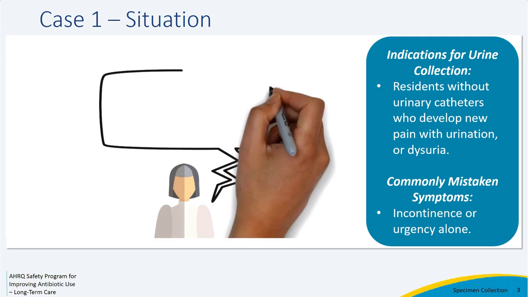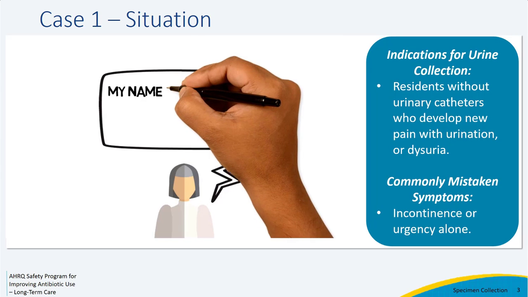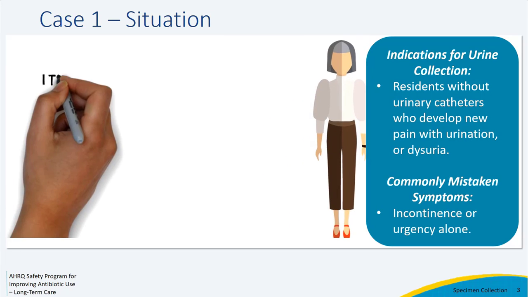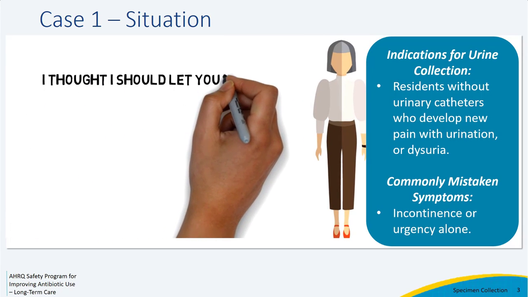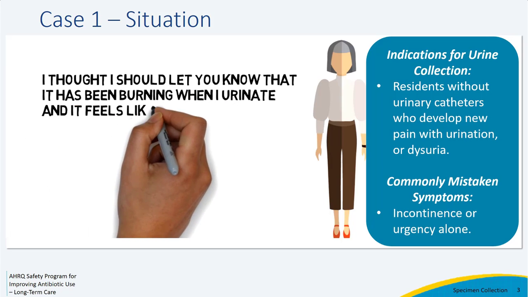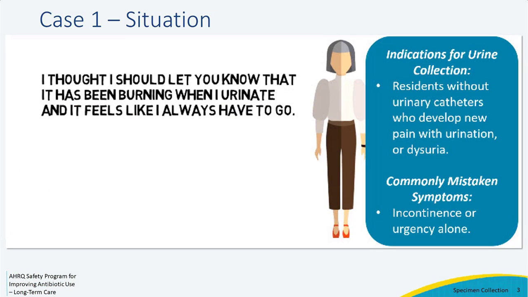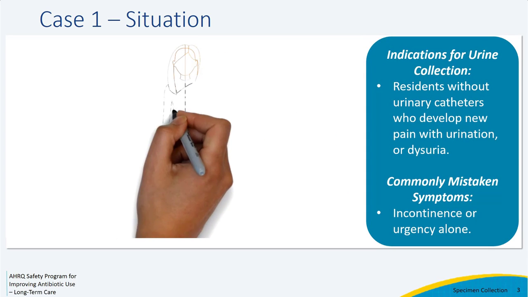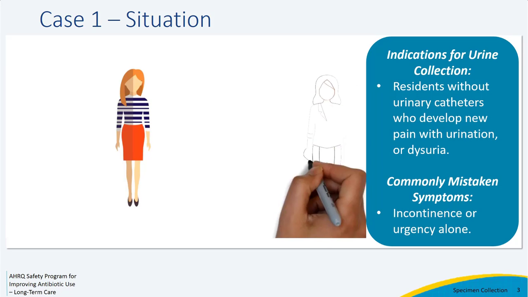Clara is an 86-year-old resident who is in your facility for physical therapy after she broke her hip. Today, she tells you it burns when she urinates, and she feels like she always has to go. You tell the provider about Clara's pain with urination, dysuria, and urgency. She asks you to collect a urine sample for urinalysis and for culture.